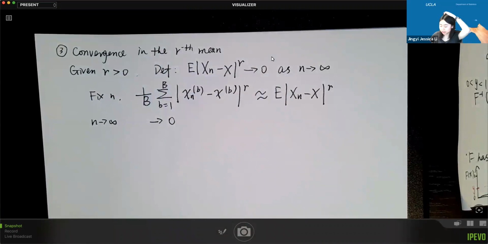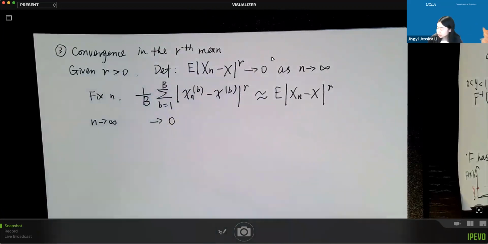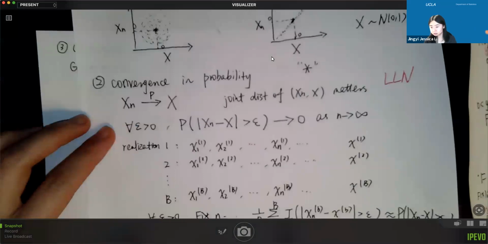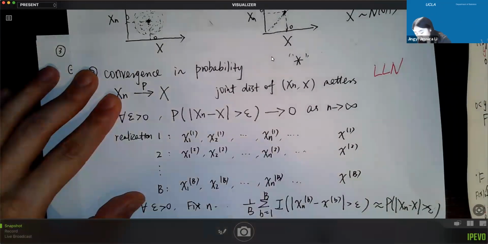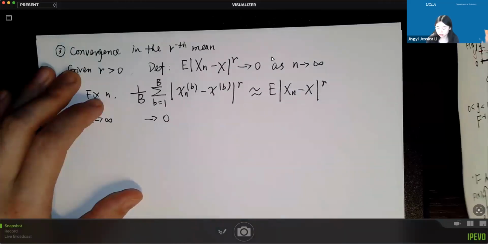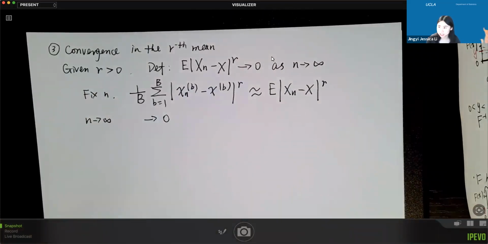So the key difference here is that I'm calculating the average of the Rth powered absolute difference. I'm not just calculating the violation rate. In the convergence in probability case, I'm putting it back here, I'm talking about this violation rate right here. That's the proportion of realizations where the nth value is outside of the absolute neighborhood of the limit. But here, I'm directly calculating the difference, raising it to the power R, and averaging it. So it's two ways of evaluating the distance between the nth value and the limit. That's the only difference. But still, we're looking at the joint realizations. They are realized at the same time, and I have to do the coupling.